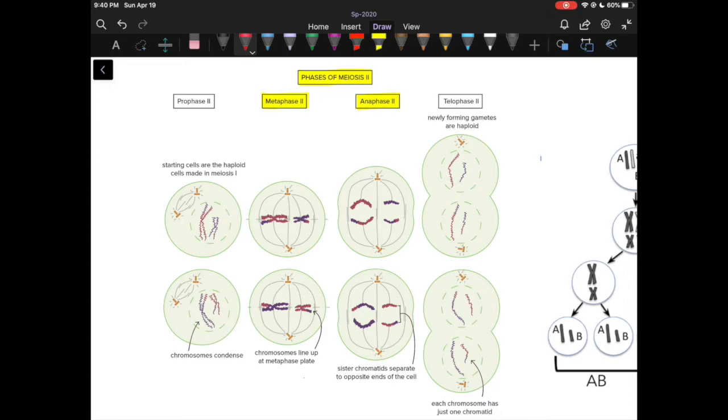Okay, and they're going to be separated in anaphase 2. Then in telophase 2, we are going to form our 4 haploid cells. Okay, and they can be in a variety of combinations. So this is going to be 4 haploid cells.